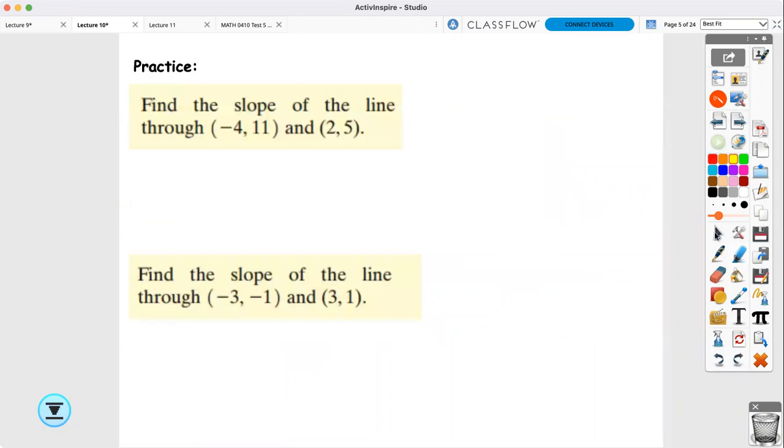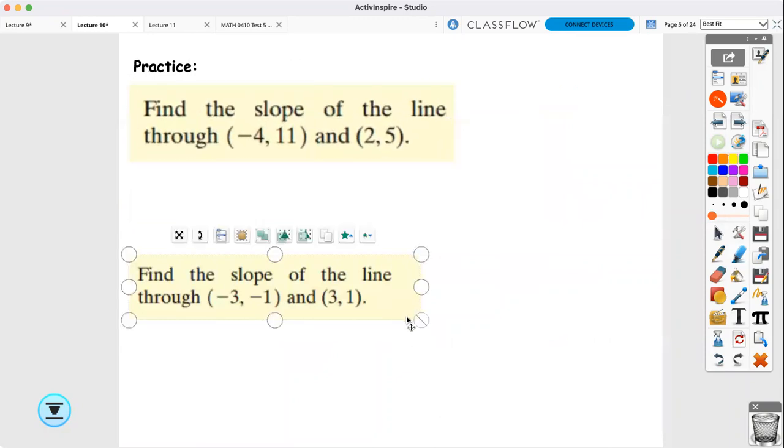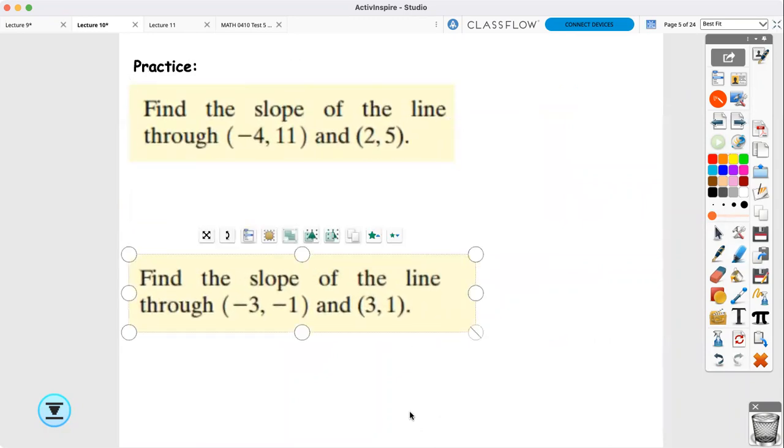Here are some practice problems, guys. For this one, you're just gonna go ahead and find the slope. You don't have to graph them here. So you want to label, plug in, and simplify. I'll give you all 3 minutes on this one. Good luck.